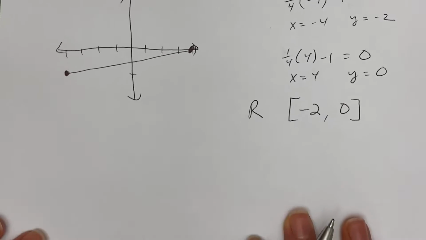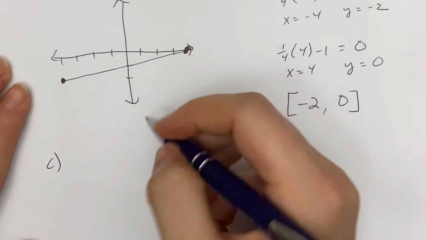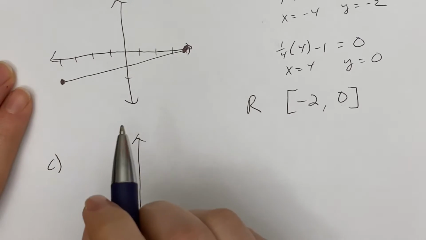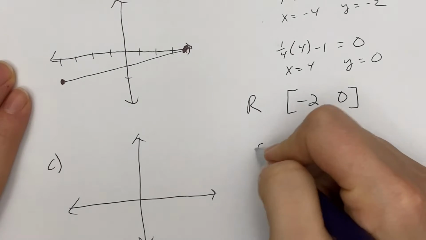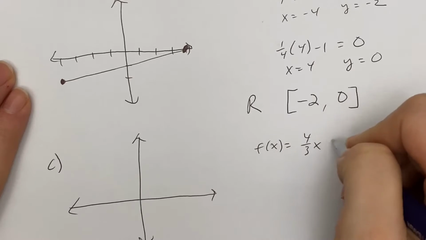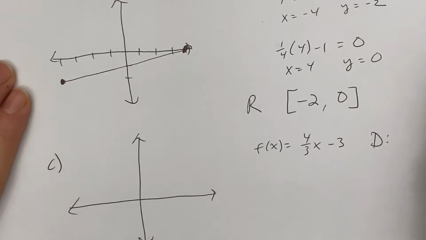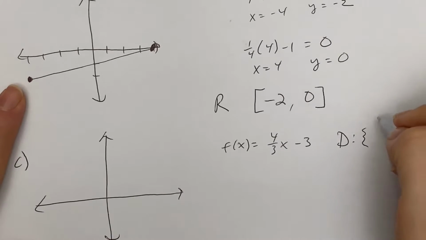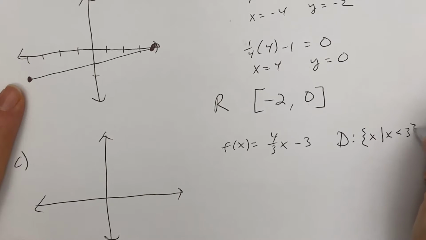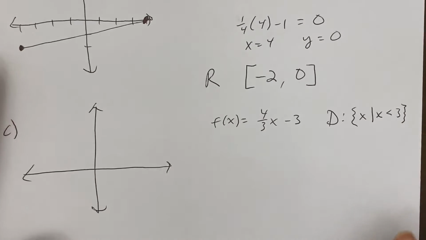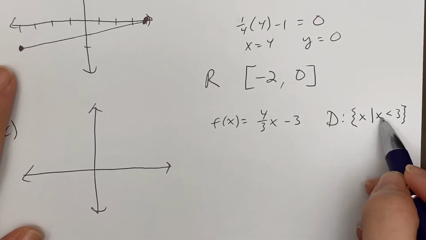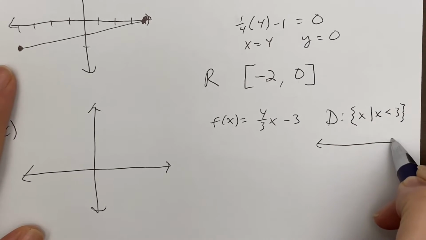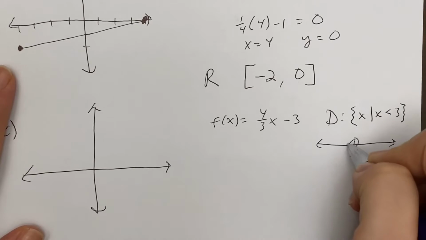All right, let's do one more. So this time, our function is going to be 4/3 x minus 3. This time the domain is given to us in set notation. So squiggly bar x such that x is less than 3. All right, so we only have one bound here at 3. And think about what x less than 3 is. So I'm just going to draw a little graph here. So here's 3. Less than 3 would be going like this.